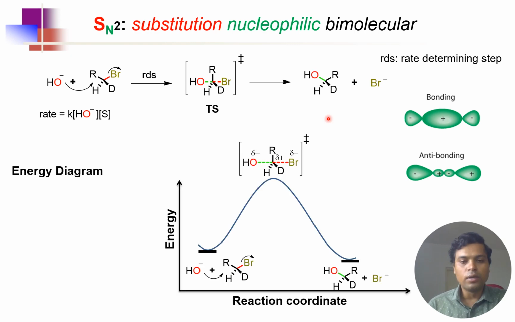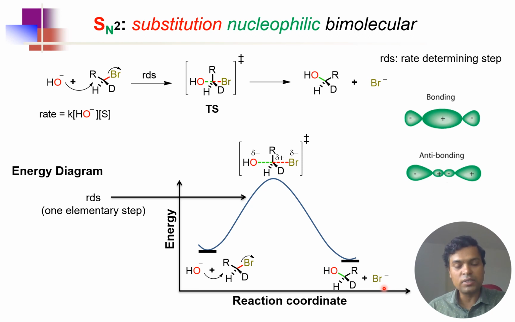Okay, so what is the energy diagram? In this energy diagram, first is the starting material, where the reaction starts to proceed towards the transition state. At the transition state, the leaving group's carbon-bromine bond stretches out slowly, and the OH and carbon bond becomes shorter and shorter, and finally you get a pure bond and the bromine leaves the molecule as Br minus.